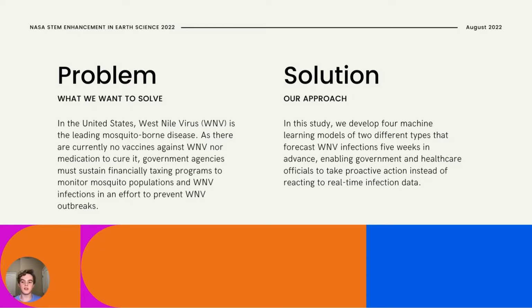4 machine learning models that forecast West Nile virus infections in humans, enabling government and healthcare officials to take proactive action instead of reacting to real-time infection data.